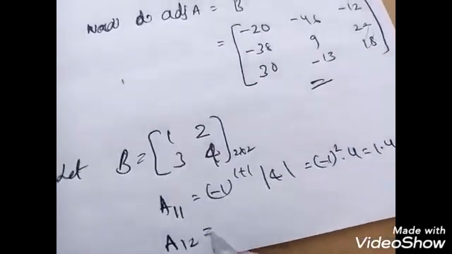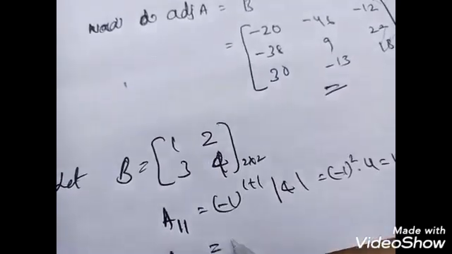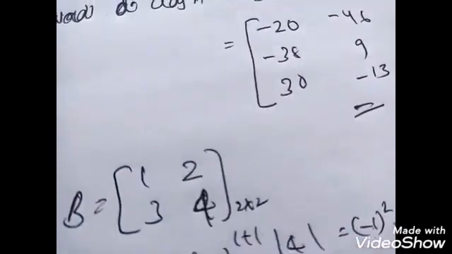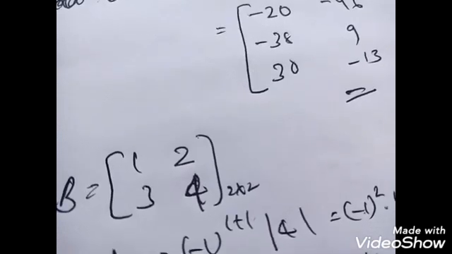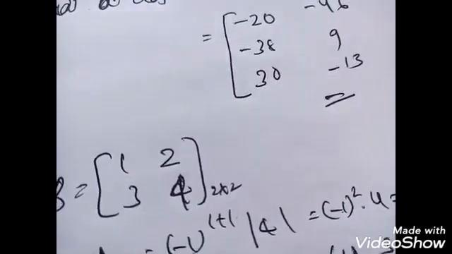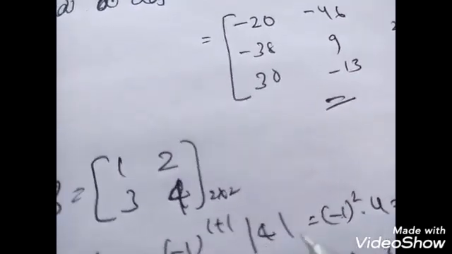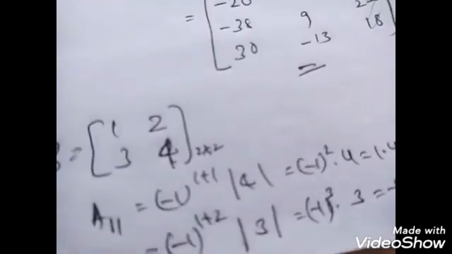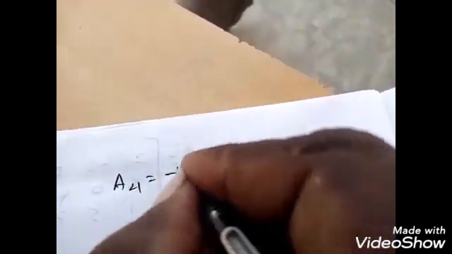Next, A12. A12 is equal to minus 1 power 1 plus 2 into the determinant of, removing this row and column, you are going to get 3. Therefore this is minus 1 into 3, that is minus 3. Next one is A21. A21 is equal to minus 1 power 2 plus 1 into the determinant of, removing that row and column, you are going to get 2.